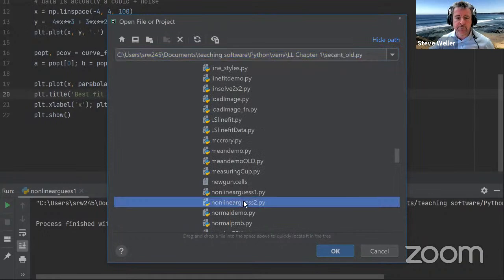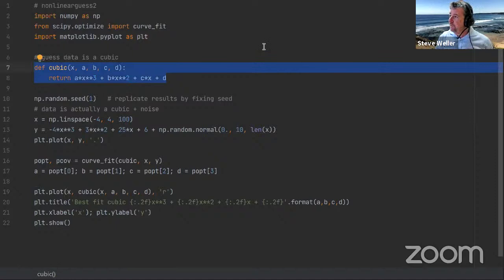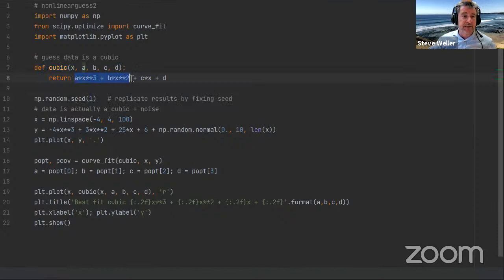It looks almost exactly the same as nonlinear guess 1, and that's the point. The only changes I had to make between trying to fit a parabola and trying to fit a cubic, I had to change the definition of the curve that I was attempting to fit. This time, it's ax cubed plus bx squared plus cx plus d, where the values a, b, c, and d are to be found.